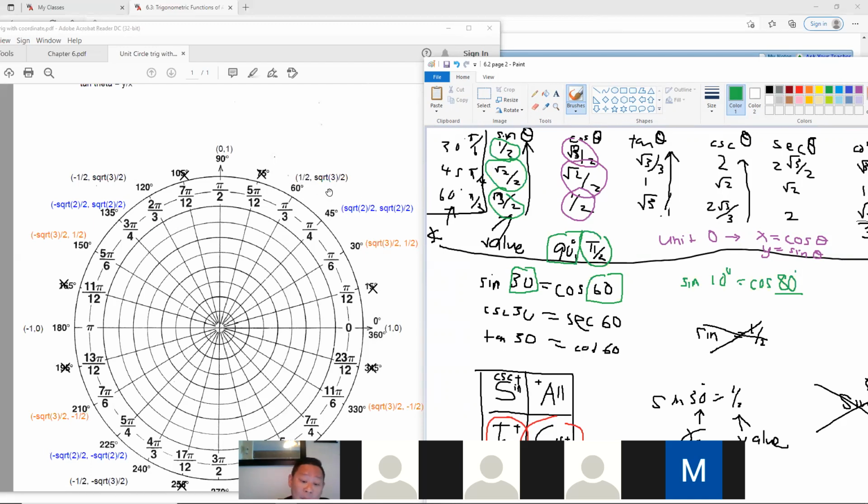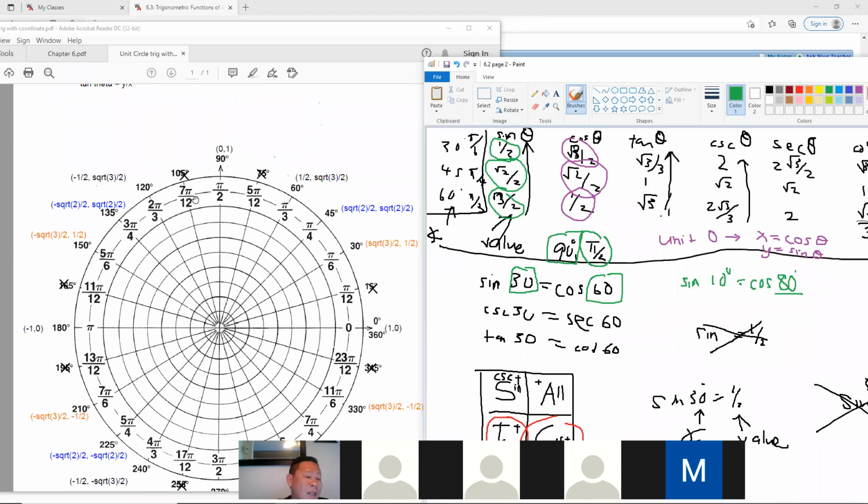And then what happens in here is you just need to switch your answers around, because in quadrant 2, all your x values will be negative. So the 1/2 will become negative 1/2. The √3/2 will still be √3/2 because in quadrant 2, the y value is positive. And then for 45 degrees, which is 135, the negative √2/2 for the x, and then √2/2 for the y. And then for the 30 degrees, which is 150, it's negative √3/2 and 1/2.